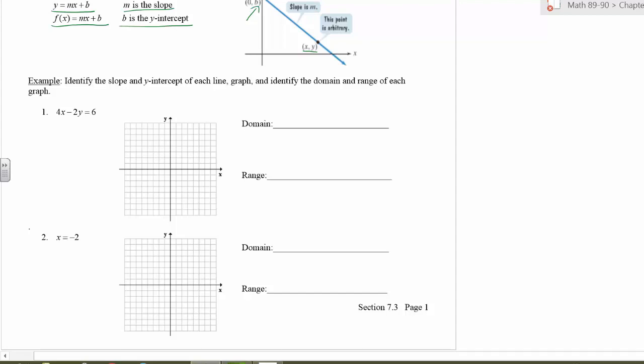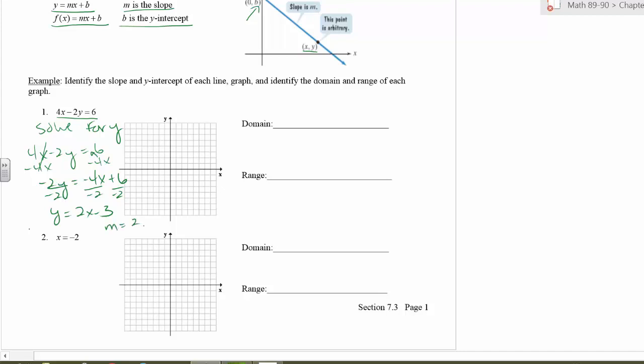All right, so we have number 1, 4x minus 2y equals 6. The first thing we need to do is solve for y. So I'm going to rewrite this, and then we need to subtract 4x from both sides. Again, I write the negative 4x in front because I want to mimic y equals mx plus b. So I get negative 2y equals negative 4x plus 6. Divide everything by negative 2, and I get y equals 2x minus 3. So in this particular example, the slope is 2 over 1, and b is negative 3.